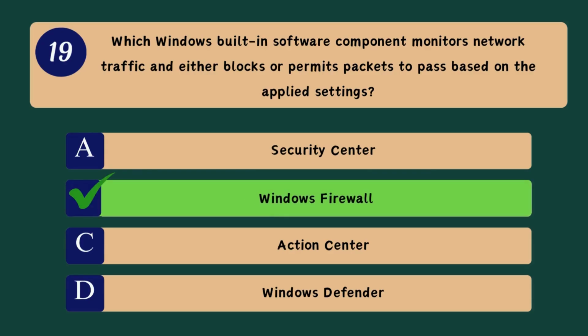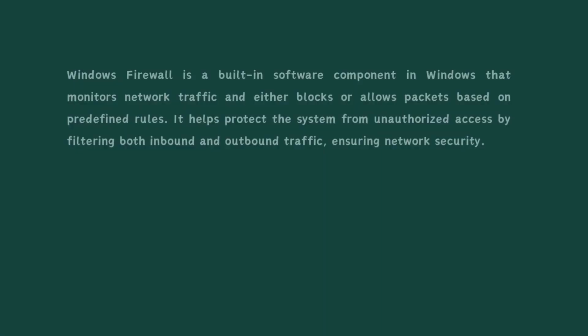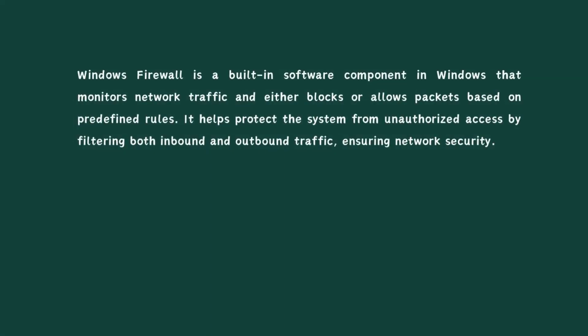Correct answer. B. Windows Firewall. Windows Firewall is a built-in software component in Windows that monitors network traffic and either blocks or allows packets based on predefined rules. It helps protect the system from unauthorized access by filtering both inbound and outbound traffic, ensuring network security.